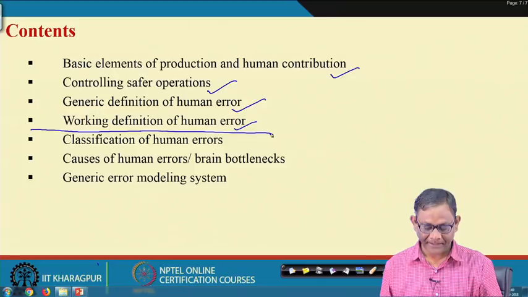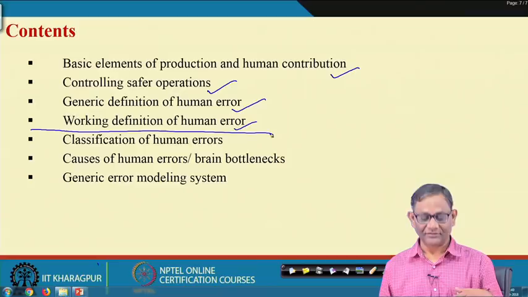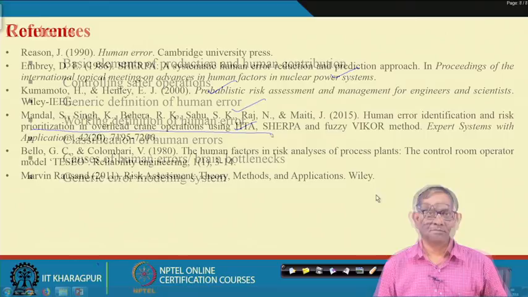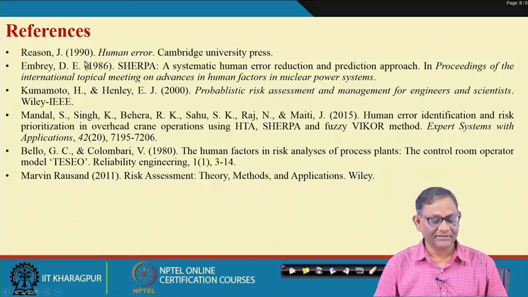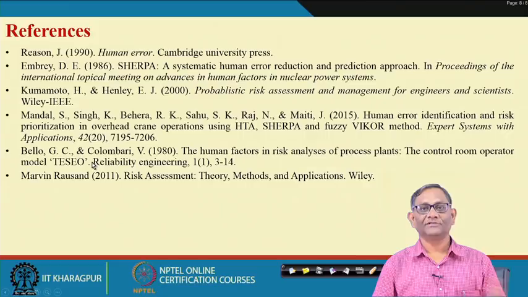Okay. So, these are the different ways of understanding errors, and with reference to the pressure tank system, we have tried to understand it. The references are listed here, primarily Reason, and then I have given you Bello, G.C. and Colombari, B., 1980. There are a few more references, and the use of all those references will be seen in the next lecture. Thank you.